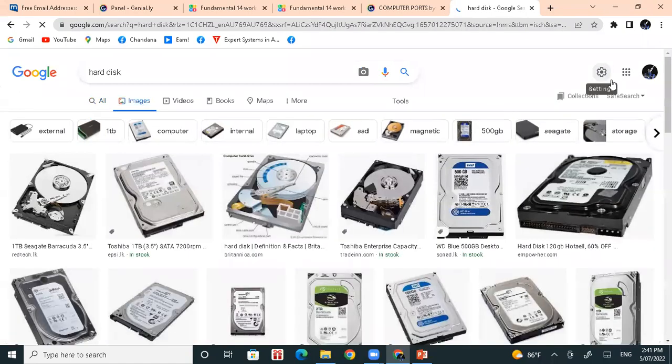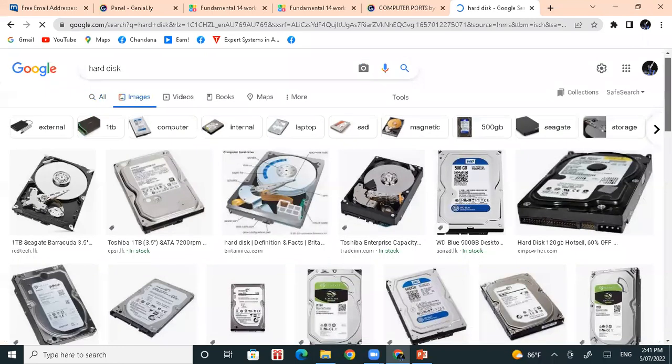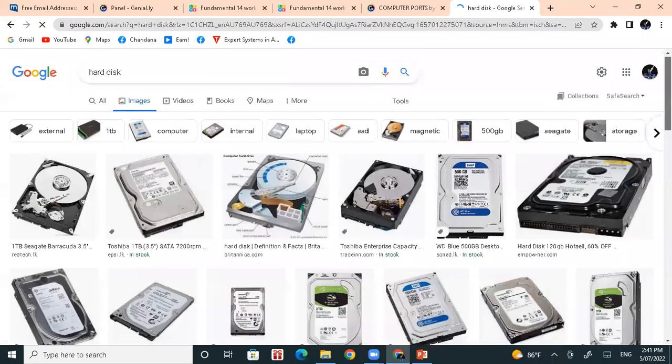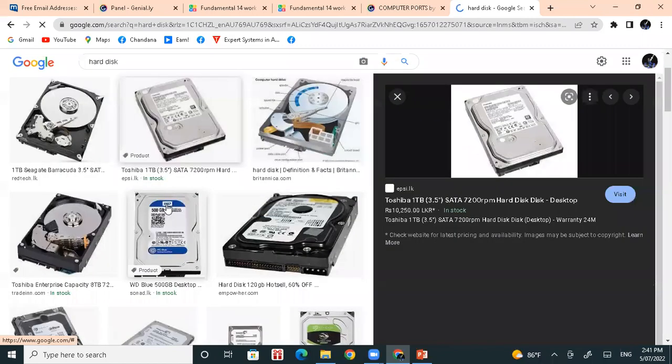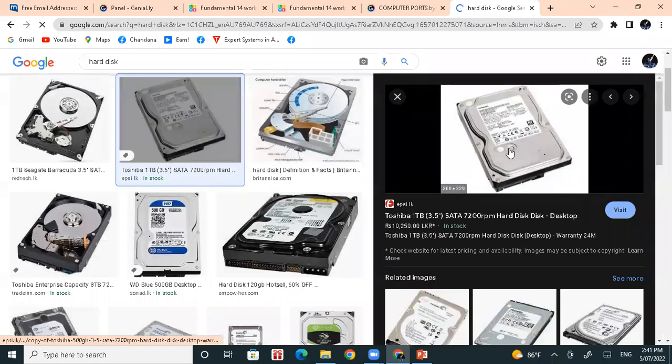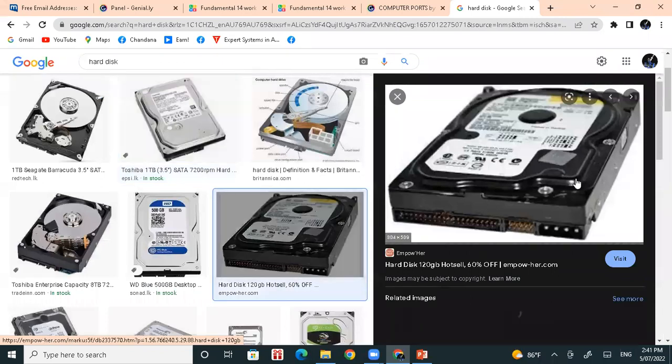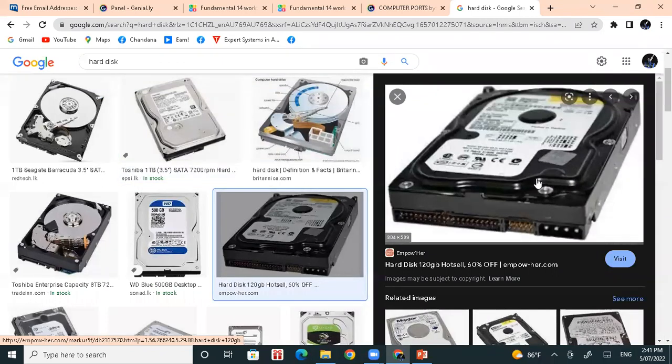Right. Here you can see some pictures of internal hard disks. That is, the hard disk is located inside the system unit. Look at the diagram here, this one on the right side. This is an internal hard disk located inside the system unit. This one is also a somewhat larger picture. Internal hard disk, right?